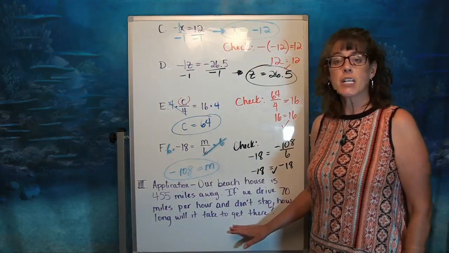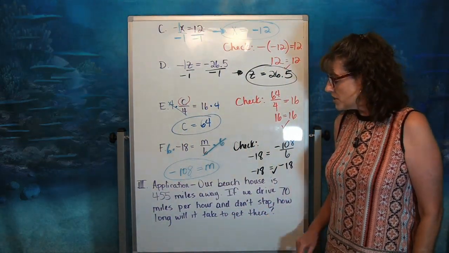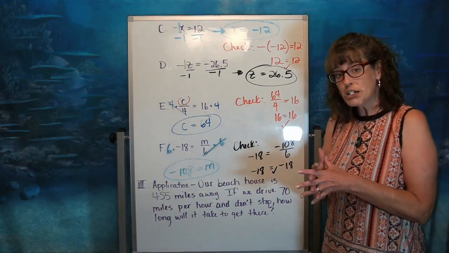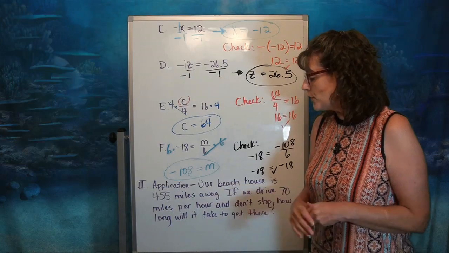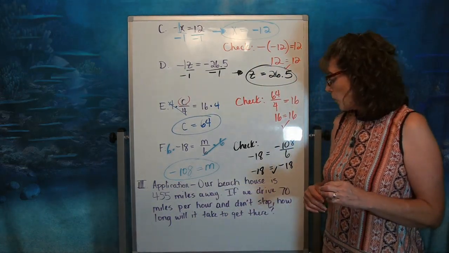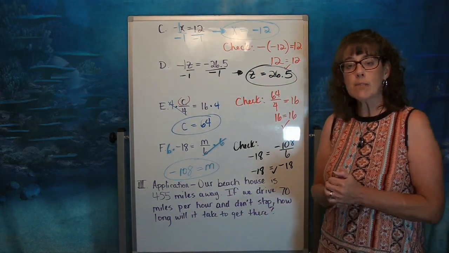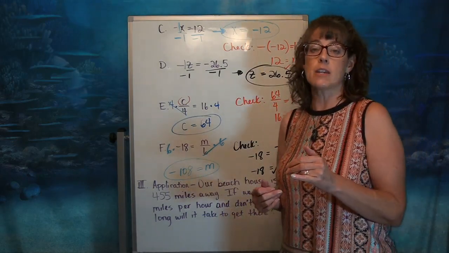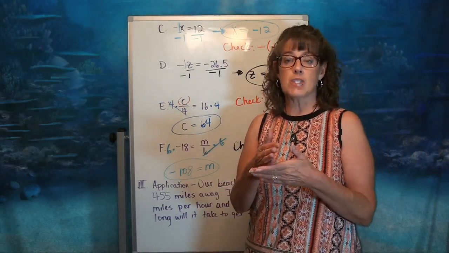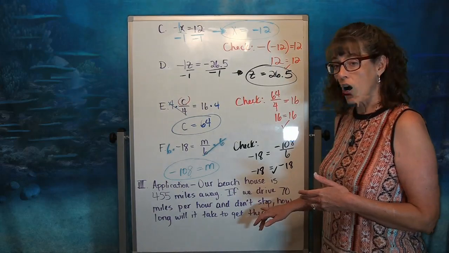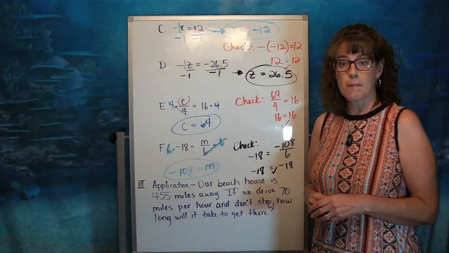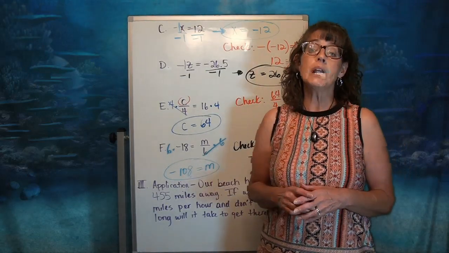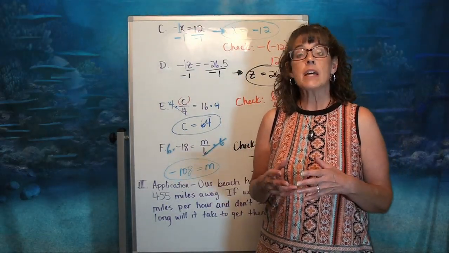Now, let's take a look at an application of this. Notice in this application it says we're going to head to our beach house and take a little vacation. It is 455 miles away. And we want to know, if we drive 70 miles an hour down the interstate and we keep a consistent speed of 70 miles an hour and we don't stop, how long will it take us to get to that beach house?